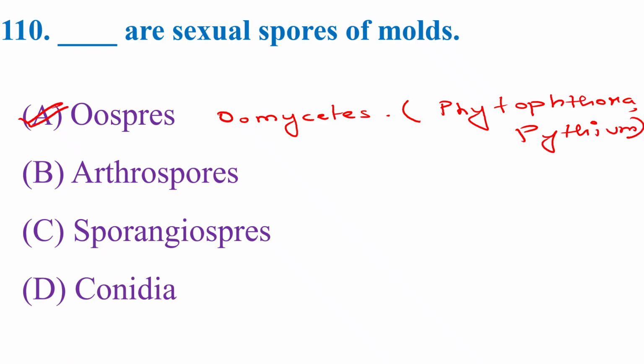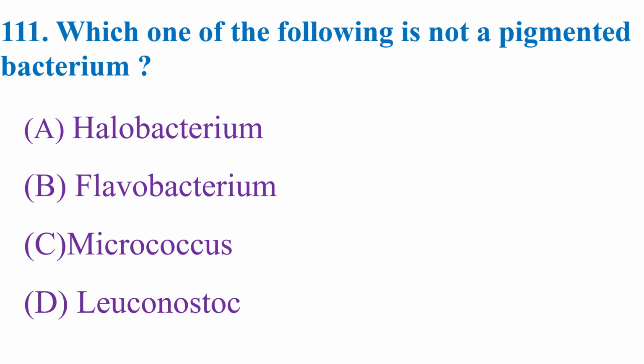Whereas arthrospores, they are asexual, formed by fragmentation process. Sporangiospores are also asexual spores inside the sporangium, and conidia, so it's also asexual. So correct option is option number A, that is oospores.